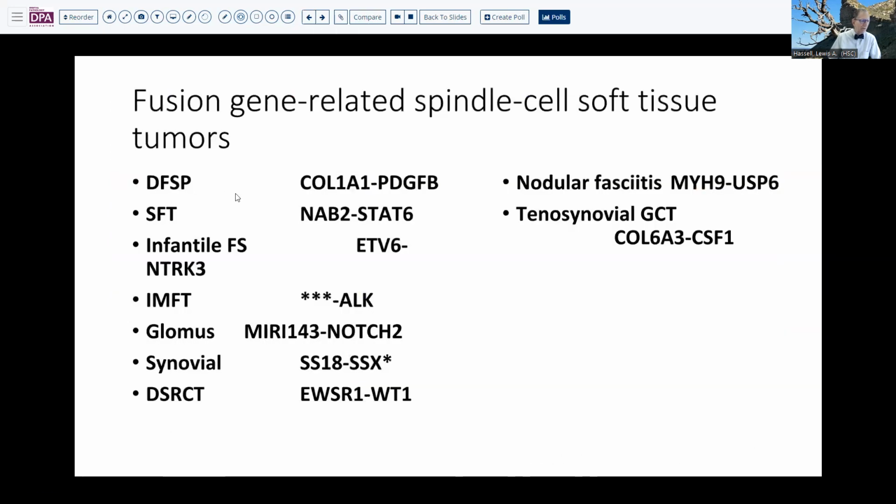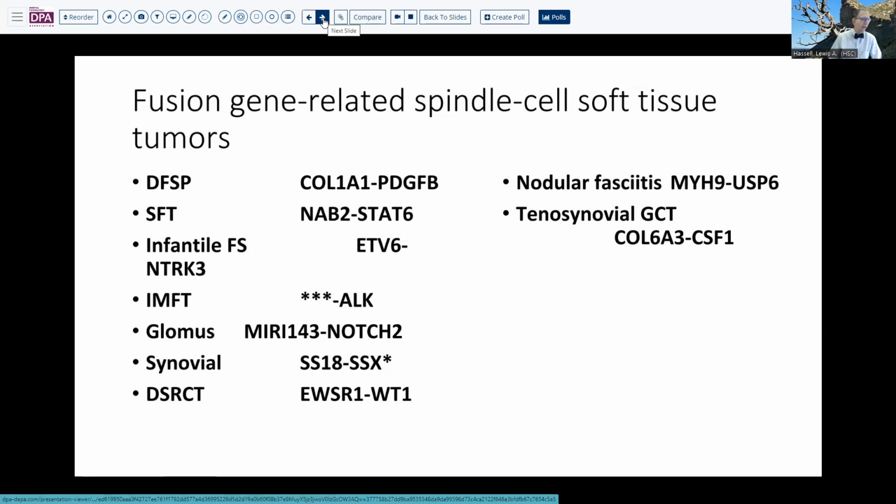So we might do a CD34, we might do a STAT6, since that's the partner here. We might do an NTRK. We might do an ALK stain. We can certainly do smooth muscle actin and calponin and those sorts of markers, desmin. And we can do other markers like CD99, which may not be totally specific, but certainly restrict the workup to some degree.